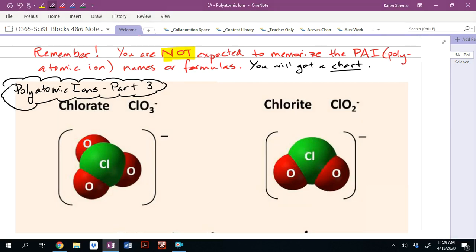I want you to remember that you are not expected to memorize the PAIs, the polyatomic ions, formulas, or names. You will get a chart with all of these. So why am I telling you all of these patterns about the names?